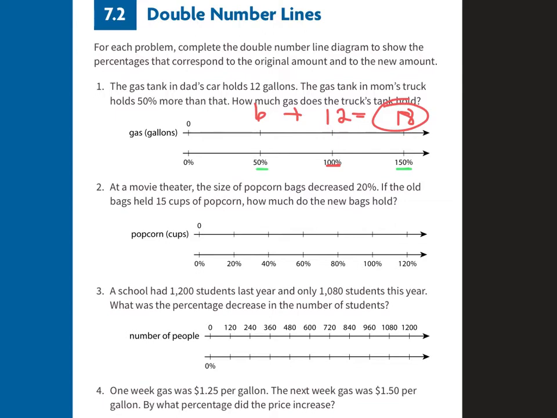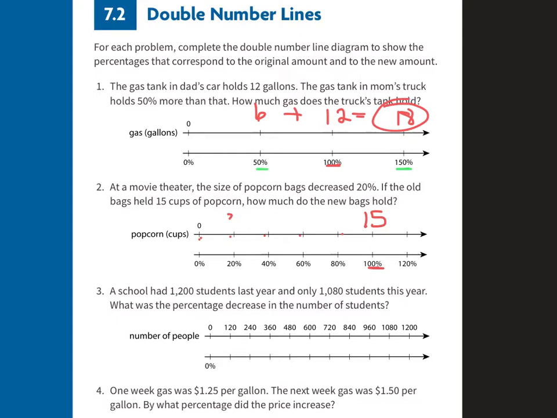Okay. Number 2, at the movie theater, the size of popcorn bags decreased by 20%. If the old bags held 15 cups, how much do the new bags hold? So the old bags are the original. So the old bags is going to be 100%. That's going to be 15. Okay? So if we look here, 1, 2, 3, 4, 5. So 15 divided by 5 is 3.